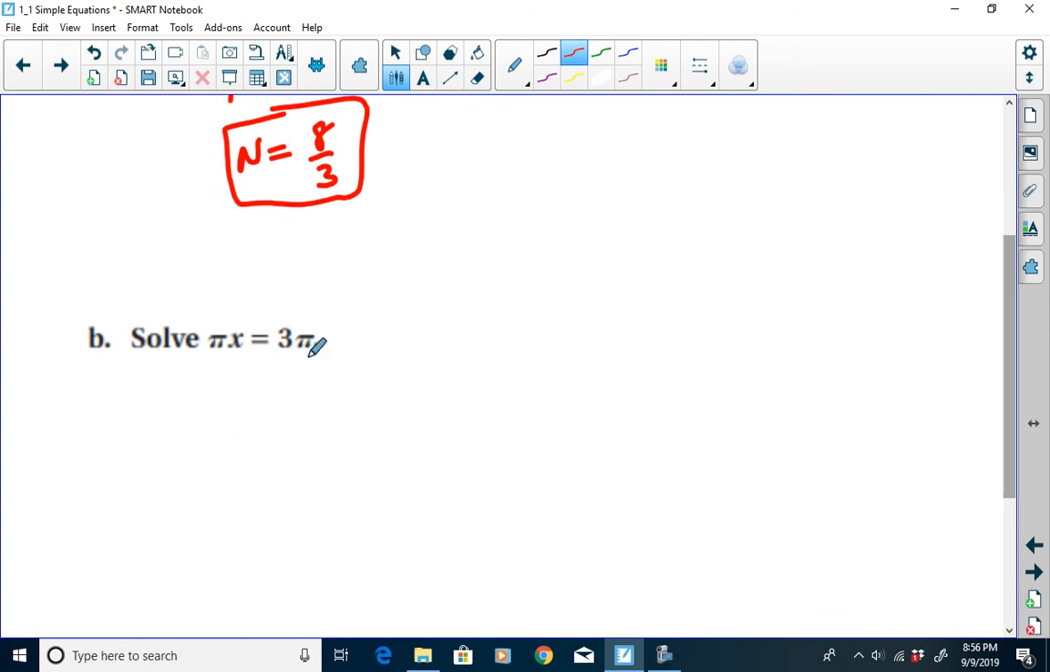Problem B, we're solving for x. So we have pi times the number x is equal to 3 times pi. If I want to solve that for x, I want to do the inverse or opposite of this pi times the number x. The opposite of pi times the number x would be to divide both sides of the equation by pi. Pi in the numerator is going to cancel pi in the denominator. You're left with 1x. Same thing here though. This is pi in the numerator. This is pi in the denominator. They're going to cancel each other out and you're left with 3. So x is going to be equal to 3.